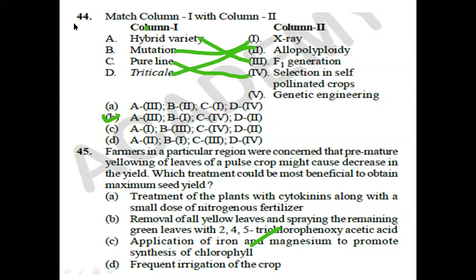Farmers in a particular region were concerned that premature yellowing of leaves of a pulse crop might cause decrease in the yield. A farmer is there. He is staying in a particular area. He observed in his farm field, in a particular area, the premature yellowing of the leaves. The leaves are getting yellow, changing from green color to yellow. What treatment?